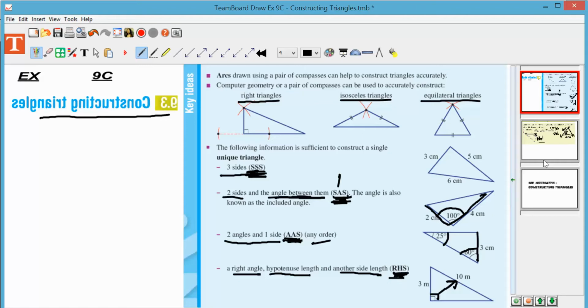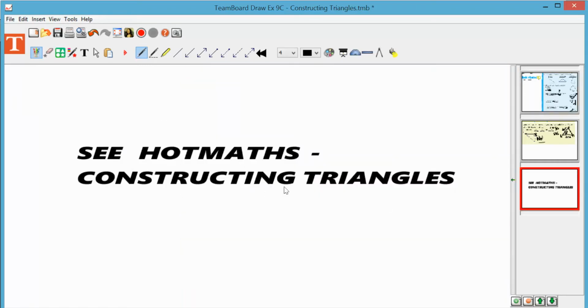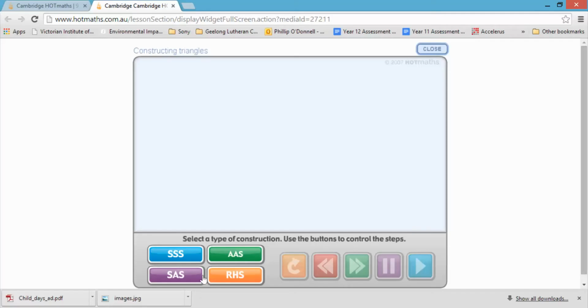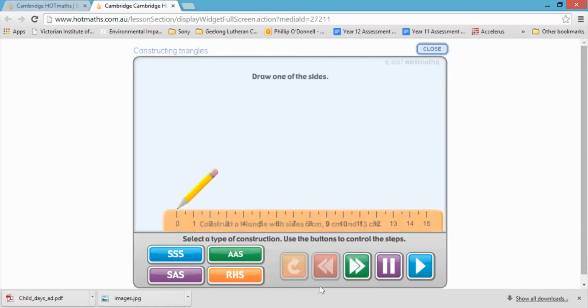Okay. Now, let's have a look at Hot Maths to look at how we construct triangles. All right. So here, sides. If you've given 3 sides, so here we're going to construct a triangle with 3 sides, 6 centimeters, 9 centimeters, and 13 centimeters. Okay. So our first step, we get the ruler out and we measure one of our sides, this one being the longest one to 13 centimeters.